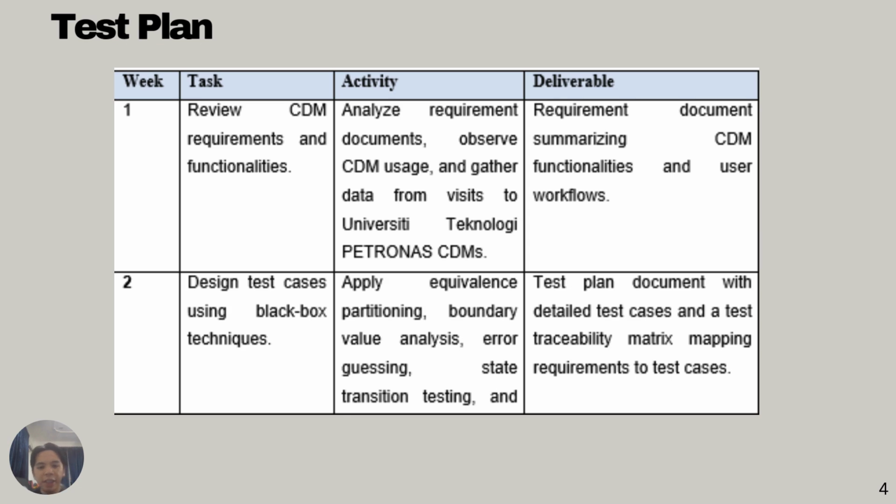As you can see, this is the test plan that I created. Do note that these are just two of the examples that I took from the report just to show in the slide. If you want to see a clearer perspective of the test plan, you can refer to the report. So moving on, the testing process follows a systematic plan, starting with a review of CDM requirements and designing test cases using black box techniques like equivalence partitioning and boundary value analysis. Key deliverables include detailed test cases and a traceability matrix to ensure all requirements were covered.